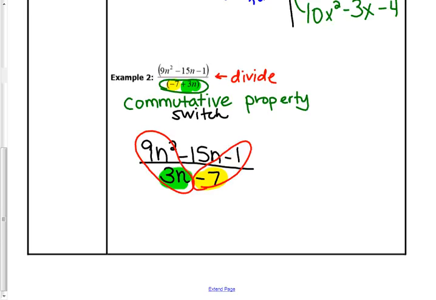All right, so let's go ahead and divide this. We have 9n squared divided by 3n. So 9 divided by 3 is 3. And n squared divided by n, if I've got 2 n's in the numerator, 1 n in the denominator, 2 minus 1 is 1. So I have 1 n left over. And then for my last terms here that I'm dividing, the negative 1 divided by negative 7. Well, negative 1 divided by negative 7 should be a positive 1/7.